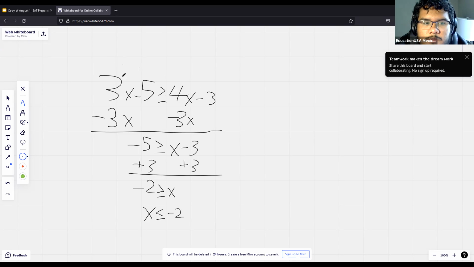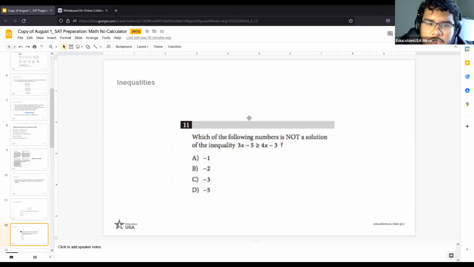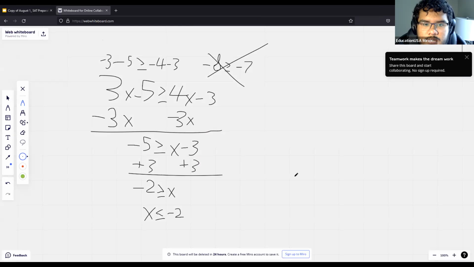Like -3, you get -3 - 5 is greater than or equal to -4 - (-3), and this evaluates to -8 is greater than or equal to -7, which may look to be true, but since the numbers are negative, -8 is actually less than -7. So this is wrong. And that's how you know that A would be the correct answer here.